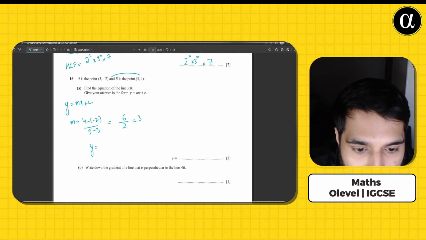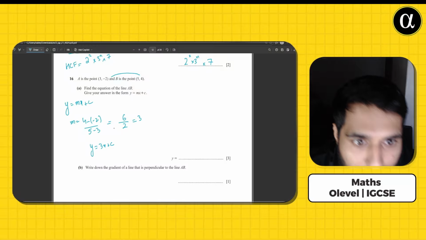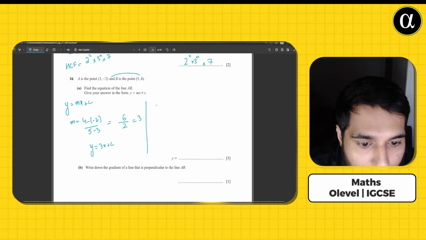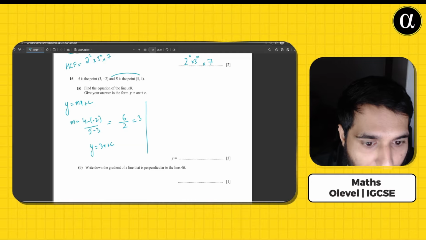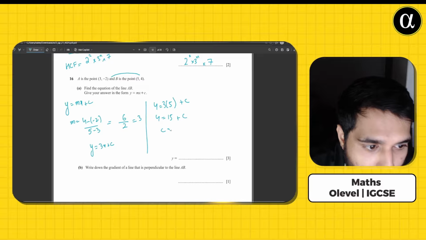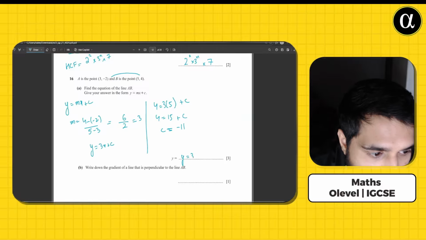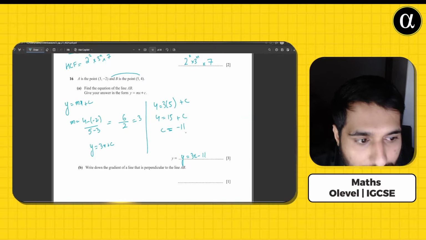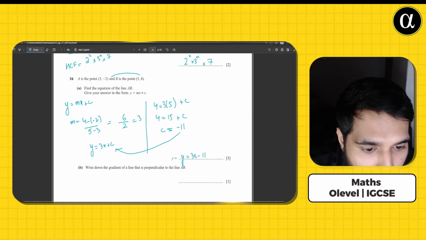So it's going to be y = 3x + c, where we will be plugging in any of the coordinate sets in this equation. Let's just select (5, 4). So it's going to be 4 = 3 times 5 + c, and 4 = 15 + c, and c is going to be equal to -11, and the answer is going to be y = 3x - 11, because the c will be plugged in over here.